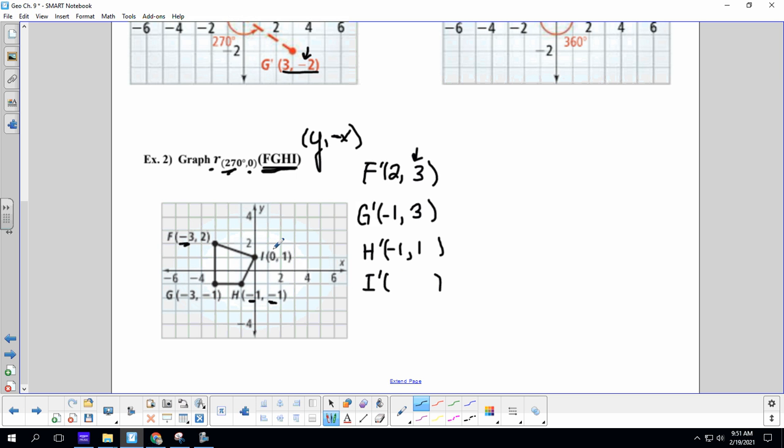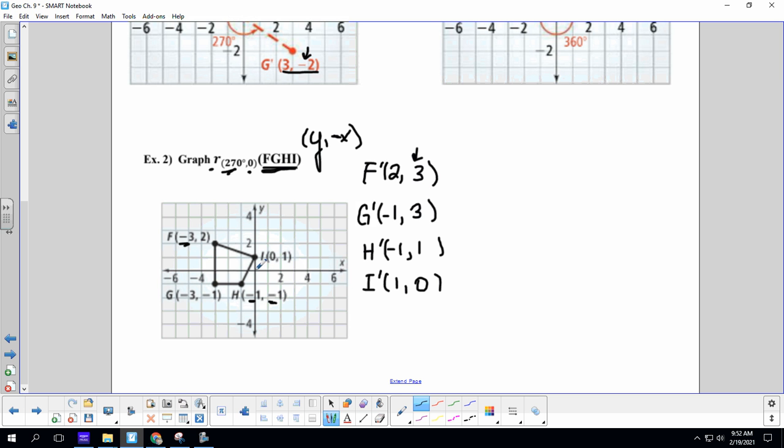And then for I prime, I'm going to switch 0 and 1. So 1 goes first now. And I'm going to write the 0 down because I can't make 0 negative or positive. It stays the same. Okay, and then let's go ahead and graph this.